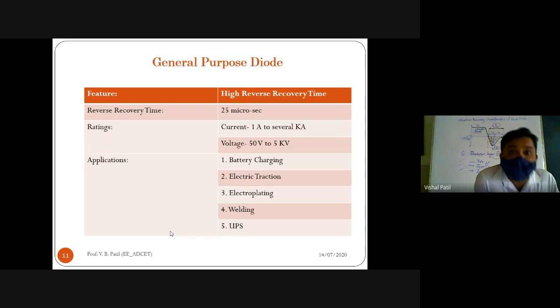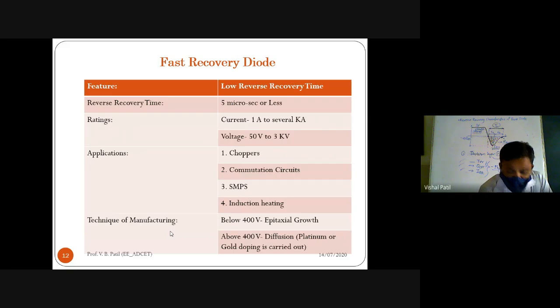Okay, obviously these are power diodes, remember. I will not mention each and every time that these are the power diodes, not the normal diodes. And that's why they are used in battery charging, electric traction, where the voltage and current ratings are very high. Then electroplating, welding. For UPS, we require power diodes, and these power diodes are of general purpose type. Their current ratings are 1 ampere to several kiloampere, voltage ratings are 50 volt to 5 kilovolt, and their reverse recovery time is 25 microsecond. This is a very small time. You can compare them.